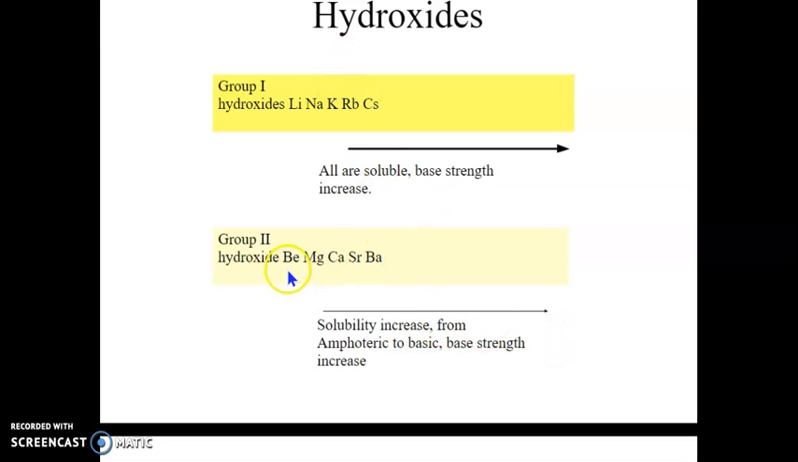In this group also, the basicity of hydroxides increases as we move from top to bottom, from beryllium to magnesium, magnesium to calcium, calcium to strontium, strontium to barium. As we move from top to bottom, the basic character or strength of the hydroxide increases.